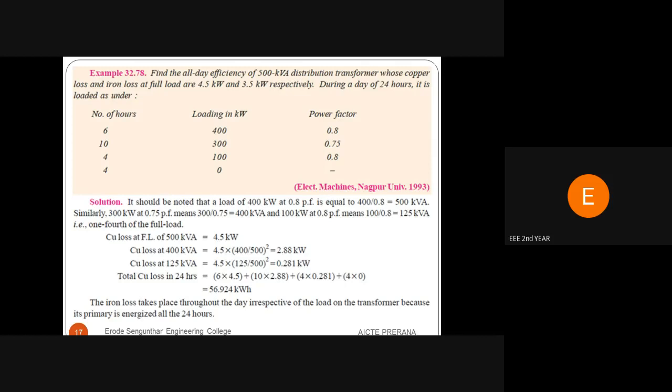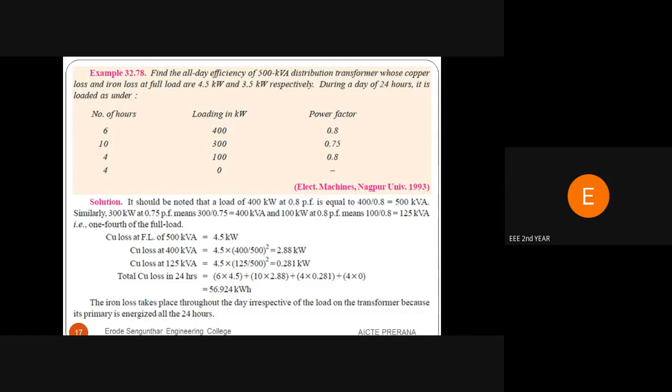500 kVA distribution transformer. It is only applicable for the distribution transformer concept. Okay. So based on the hours, we have to determine the output power and the input power. So based on the hours, we determine the efficiency value.